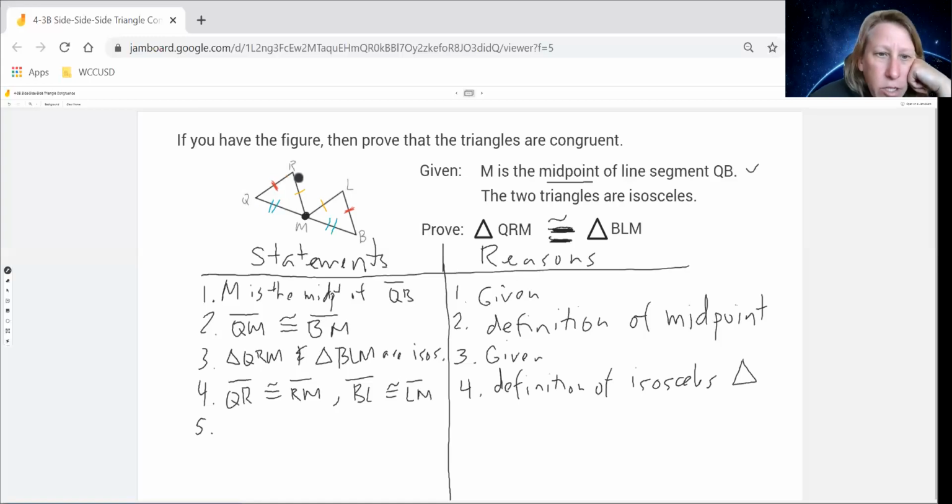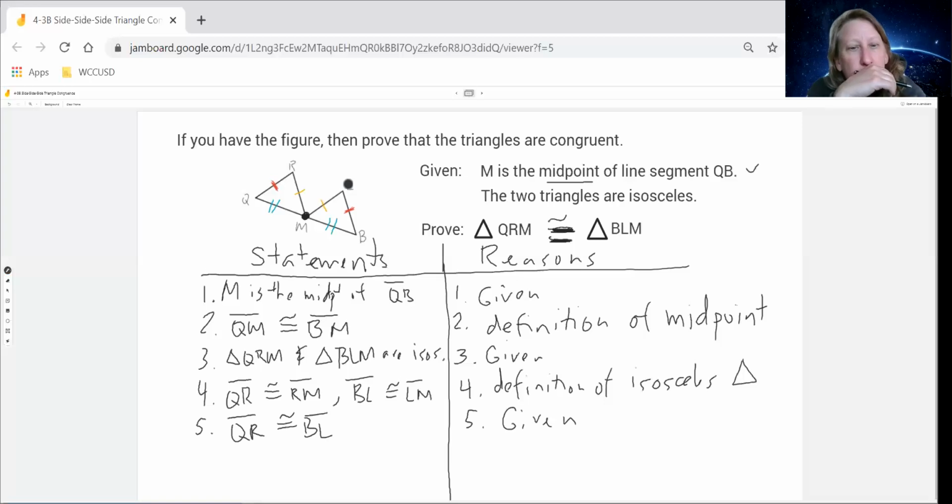So I said that QR is the same as RM. I said that BL is the same as LM. I also know that originally what was given in the figure is that QR is the same as BL. Line segment QR is the same size and shape as line segment BL. That was given. So QR is the same as RM, BL is the same as LM, and QR is the same as BL.